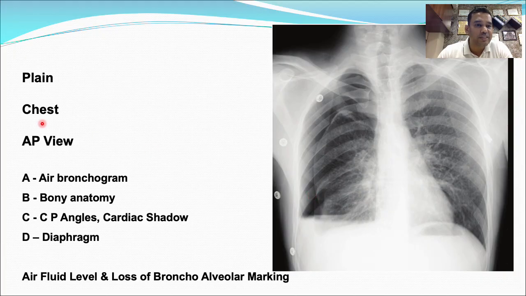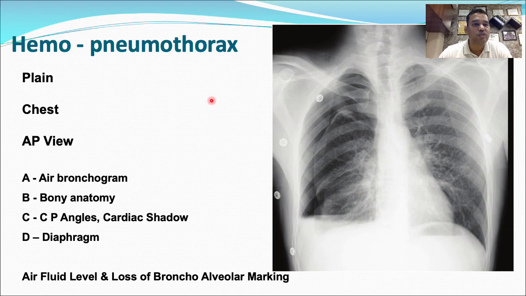So it's a plain X-ray of chest, AP view. We have described into ABCD, air fluid level, and there is loss of bronchovascular marking on the right side. So this is the case of hemopneumothorax. If there is a history of trauma, then you call it a hemopneumothorax. If there is no history, you can call it a hydrothorax. Hydrothorax can be pus, it can be blood, it can be simple fluid also.